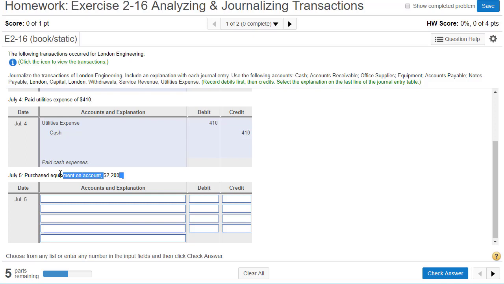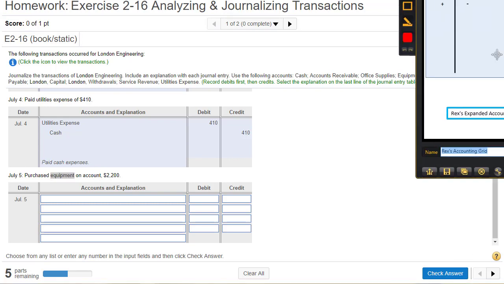Okay, July 5th. Purchased equipment on account. Now notice it says on account, so cash is not involved. So we know we have equipment. Equipment is going to be involved, so that one's pretty easy to figure out. So let's start with equipment.